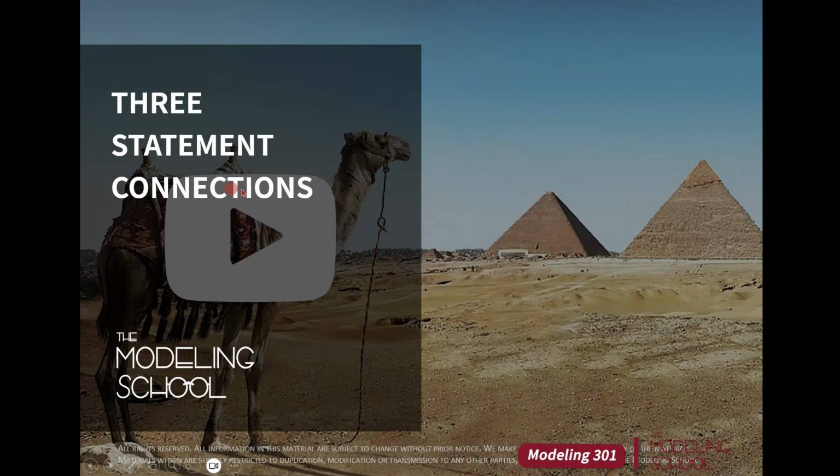Welcome to Three Statement Connections. This part will consist of a brief introduction to three statement connections, followed by basic three statement connection questions and intermediate advanced questions as well.